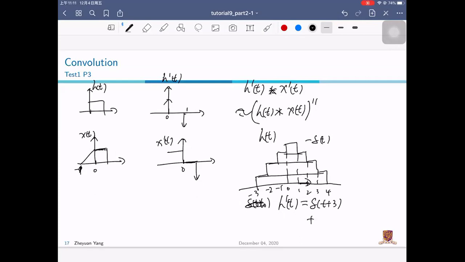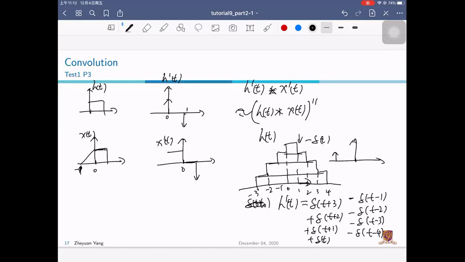And then going up at minus two is delta t plus two. And then delta t plus one plus delta t. So from one to four, we are going down. The staircase is going down. So we have minus delta t minus one, minus delta t minus two, minus delta t minus three, and minus delta t minus four. So if we plot it out, it will look like this. So we have four going up, four going down. Okay, and then you can convolve and do the shift in the time domain to check your answers.